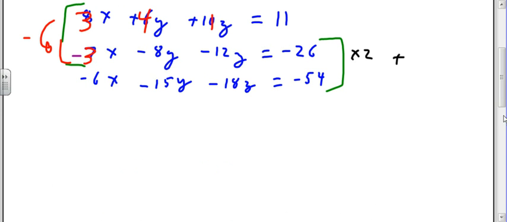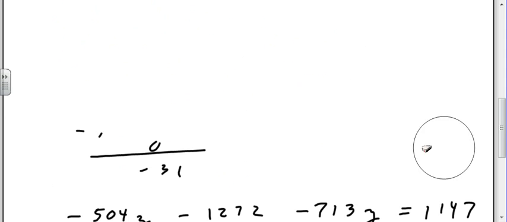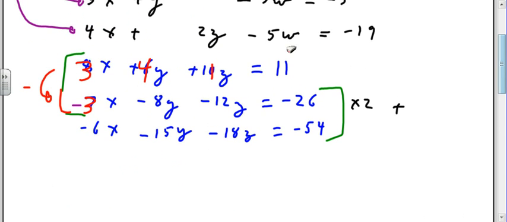Trace from here down again. Now we're going to add. The x's go away. Okay, so the x's go away, and I've got minus 4y minus 1z is equal to 15.